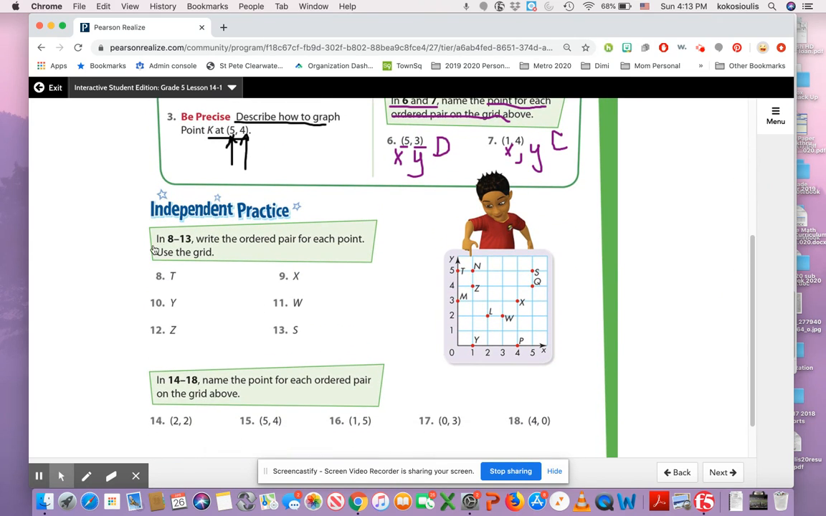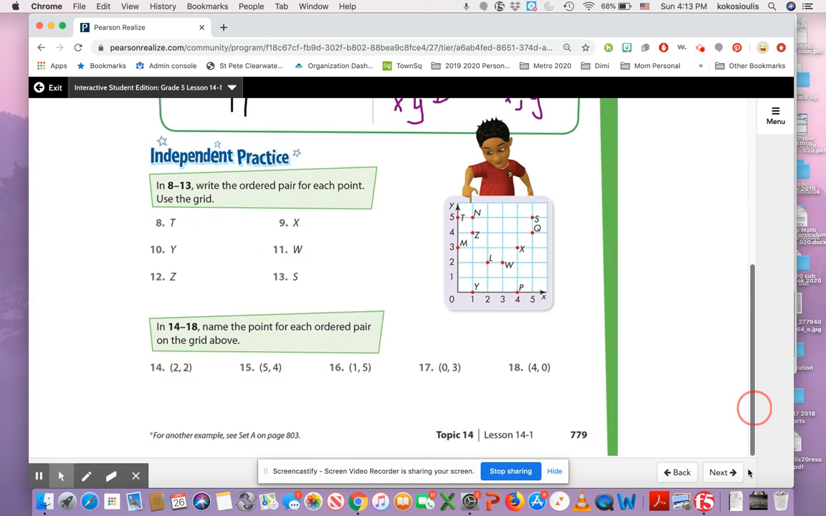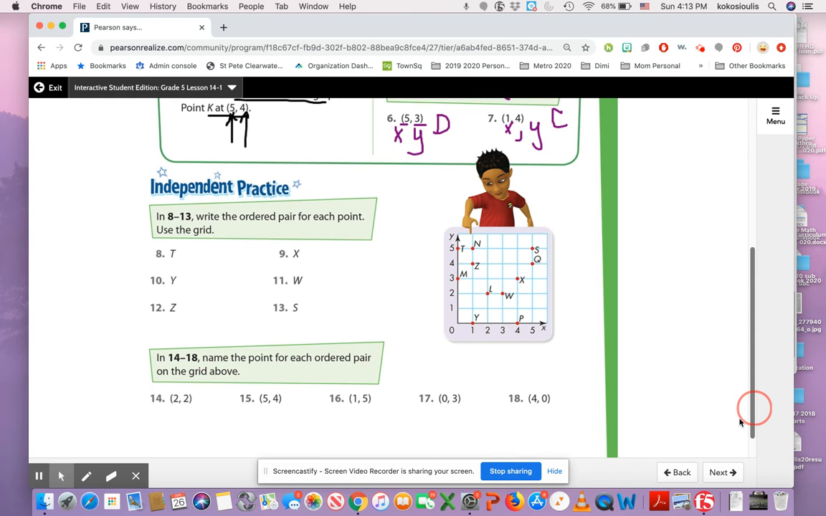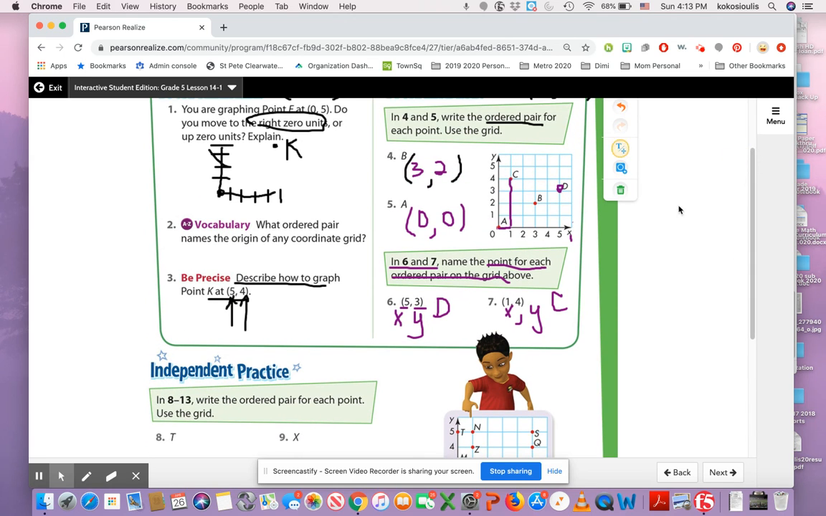Okay, and this is going to be your homework now. You're going to do page 8. You're going to do this page right here, 779 today. So you're going to take a look at it. Okay, so let's look. I'll do some for you. Let's look and see right away for this one. I want you to get used to when it asks you what the ordered pair is.